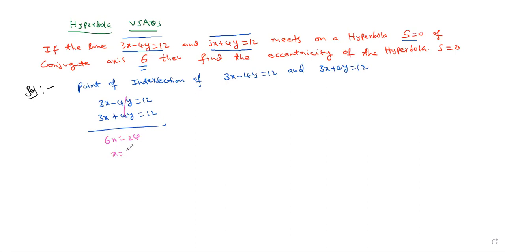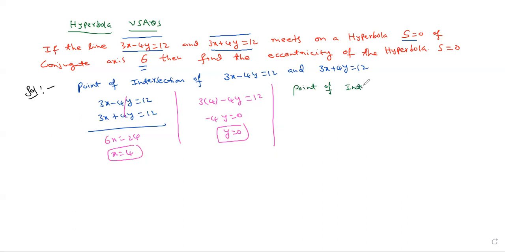6x is 24, x is 4. Three into 4 minus 4y is 12. So minus 4y is 0, y equal to 0. The point of intersection is (4, 0).